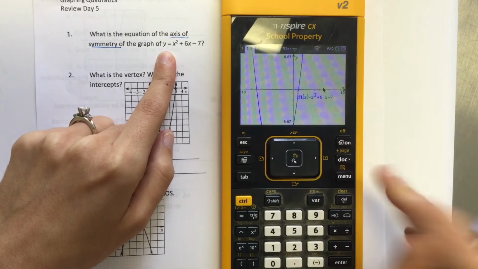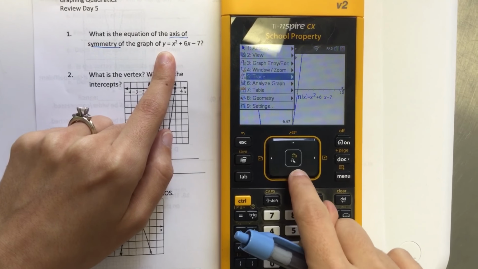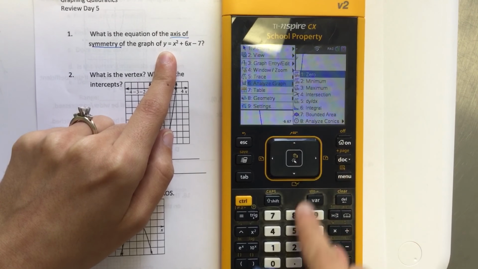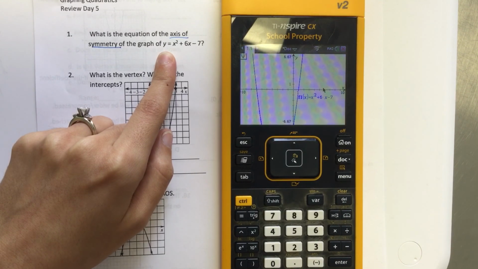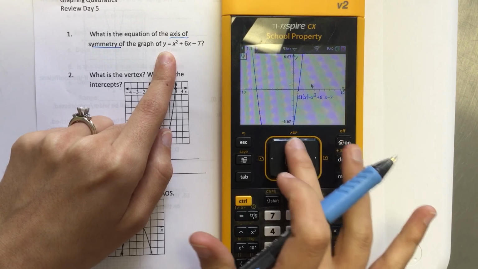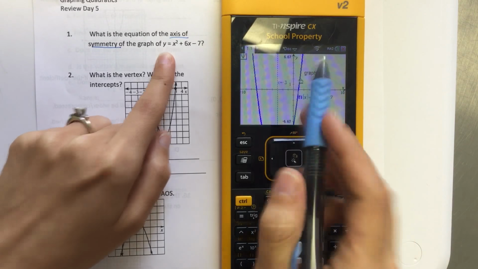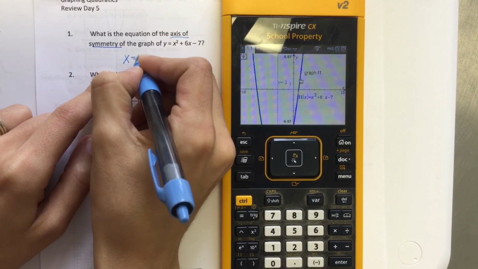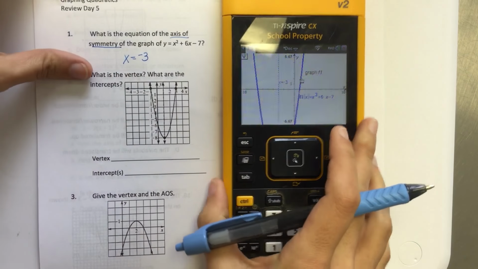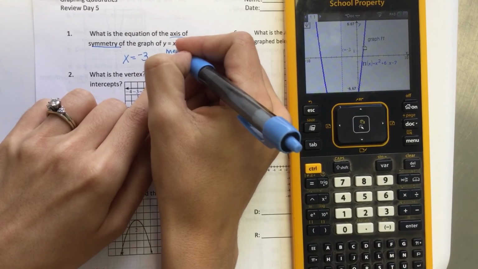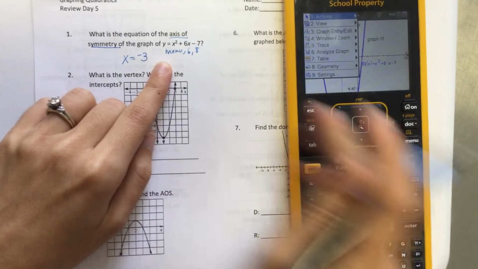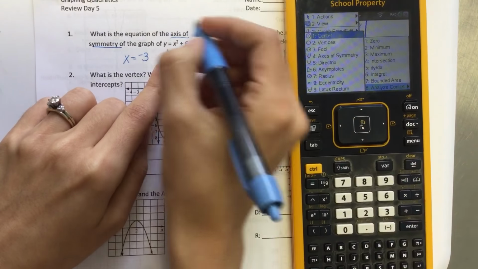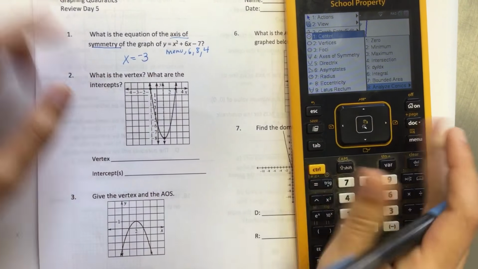To figure out our axis of symmetry, we do menu, analyze graph, 8 for conics, and go down to axis of symmetry. And then it doesn't show us anything, and we just need to scroll over, and there it is, x equals -3. Okay, so that was menu 6, 8, 4 for axis of symmetry.